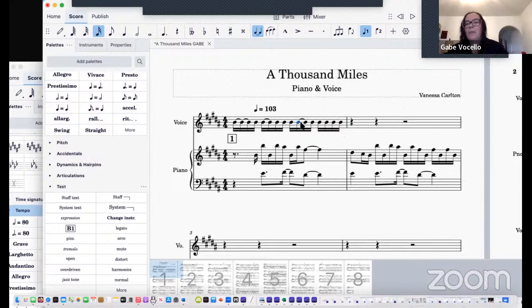Not from the heart, but from the rhythm. You add here an eighth note. Here you add an eighth note.